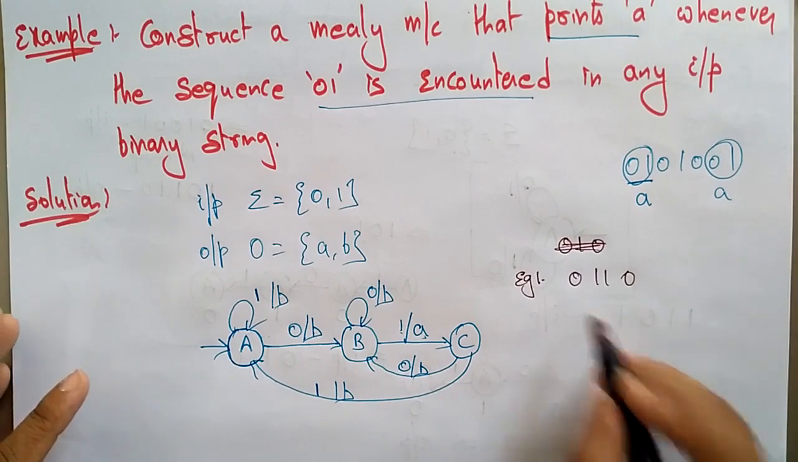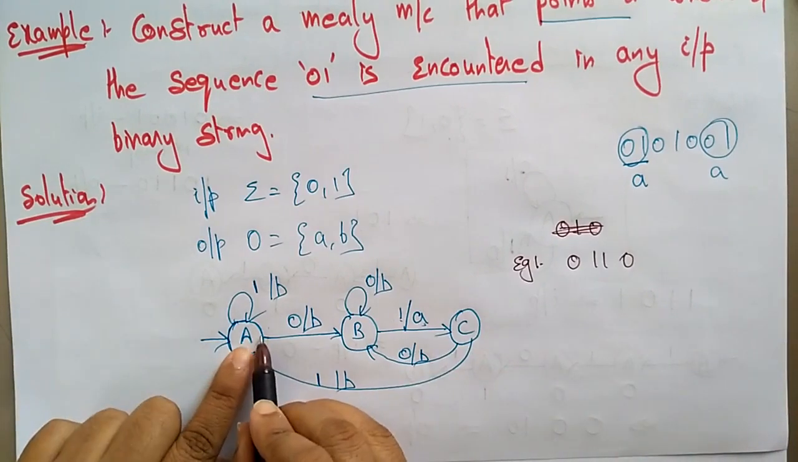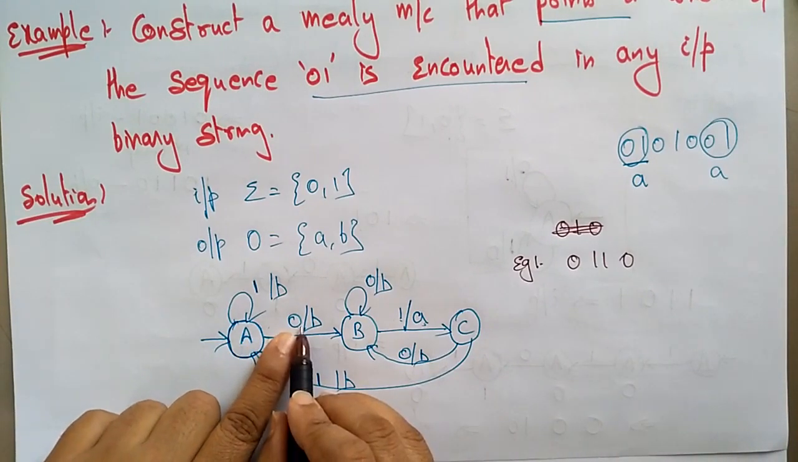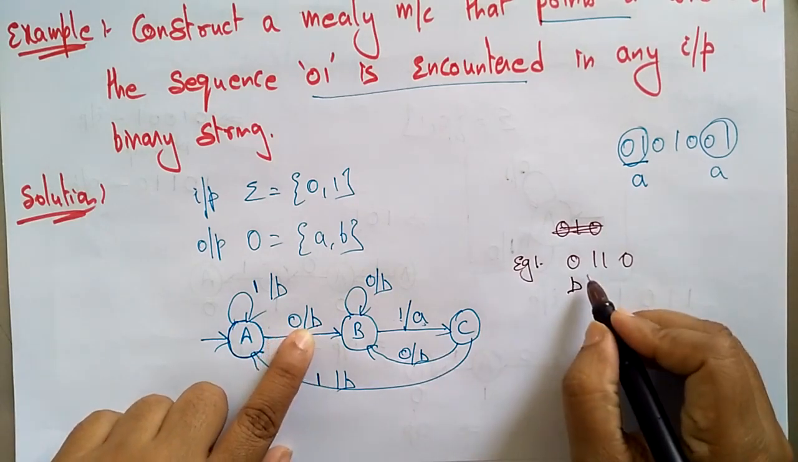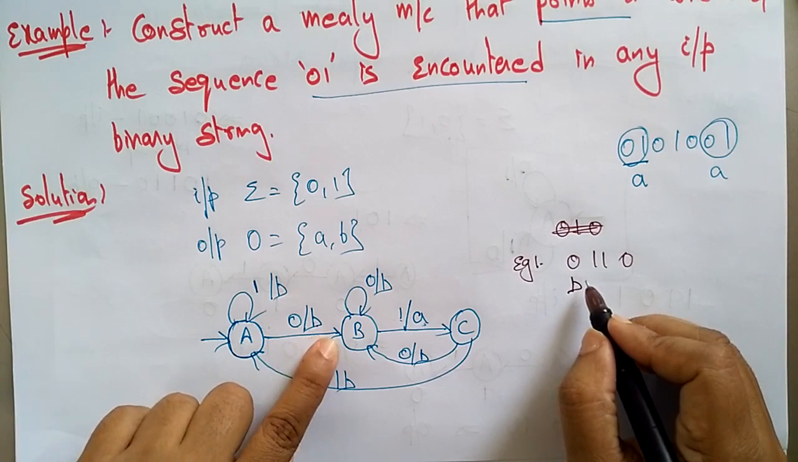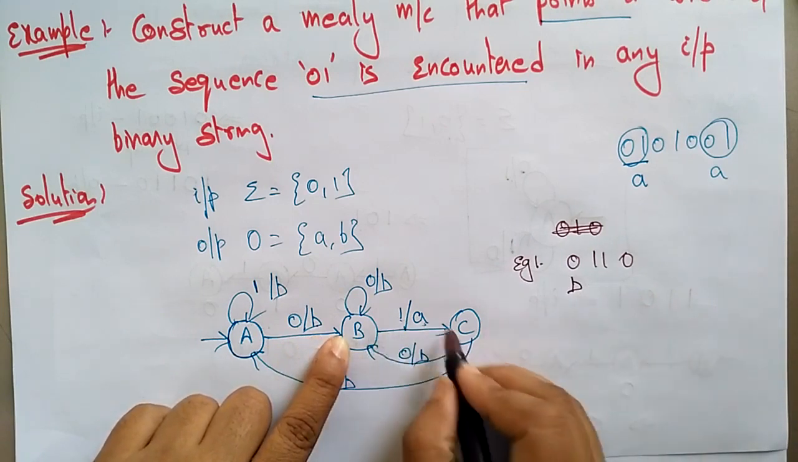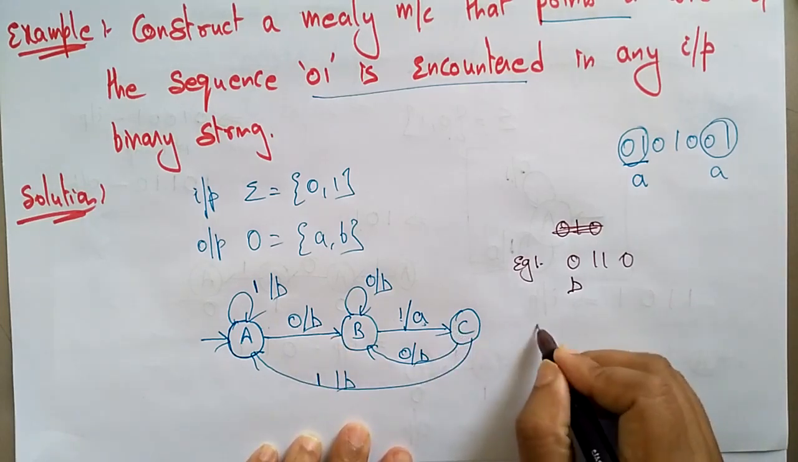So whenever 0, 1 is there, a string A has to be encountered. Let's check. So first, A on 0, generating an output B. Okay. Next, it's going to be B on 1, it is going, let me write here.